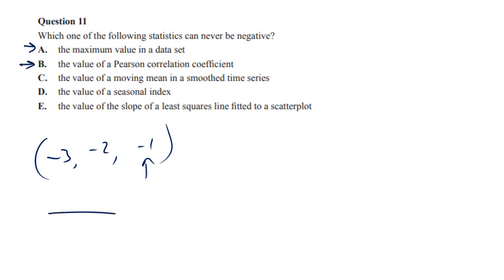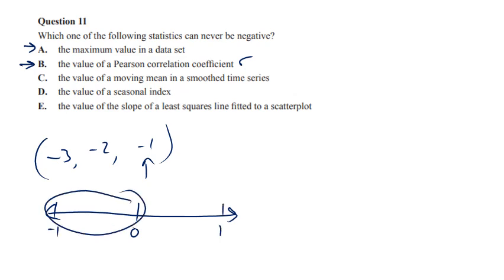Let's look at B. B, Pearson correlation coefficient, that is R. And we know that goes from -1 to 1. Therefore, it can definitely be negative. That whole half of the scale there is negative.